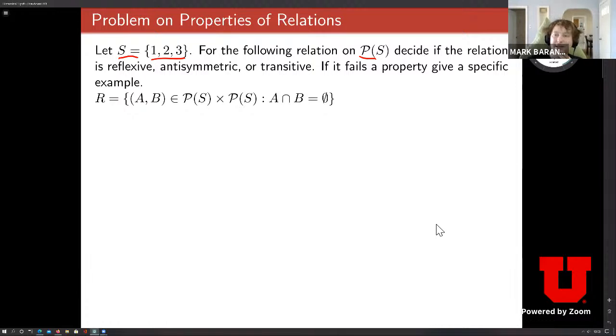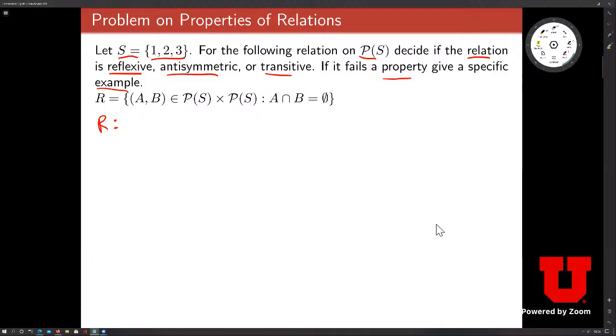So we need to decide if the relation is reflexive, antisymmetric, or transitive. And if it fails, we need to give a specific counterexample to it being one of these properties. So can someone remind me of the definition of reflexive? That means it can reference itself.